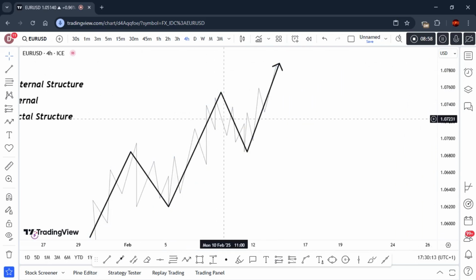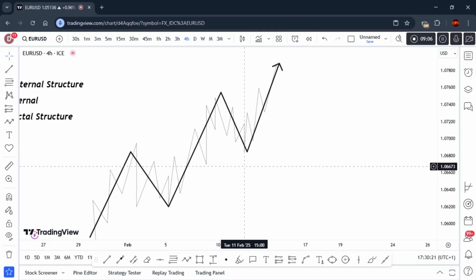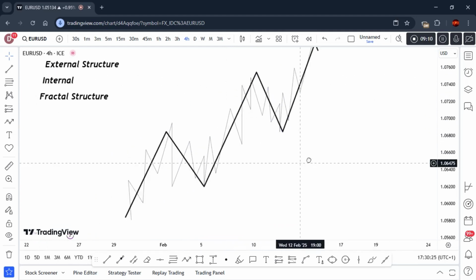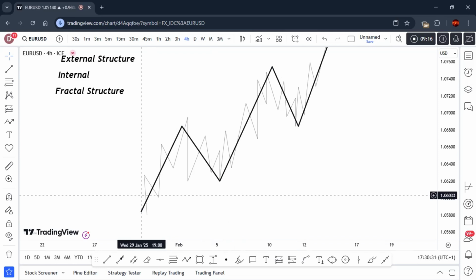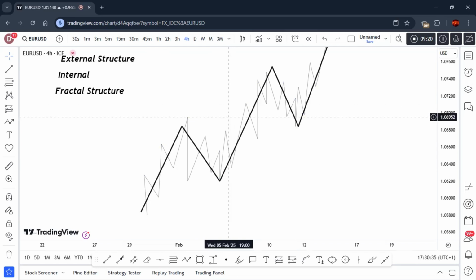If you notice here as well, for us to have a pullback in the external structure, the internal structure has to shift from bullish to bearish, right? For the external structure to pull back. Also for the continuation. So that's just how it works. For the external structure to fulfill its objective, the internal structure is going to facilitate it. It's going to switch its trend to facilitate that movement, right?